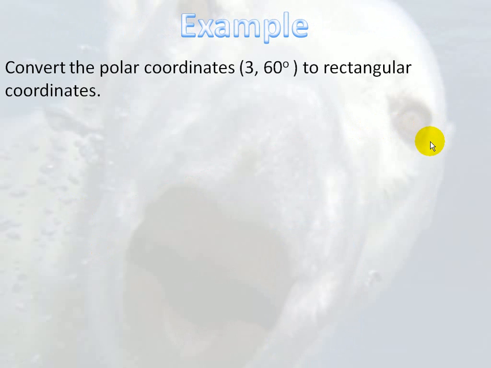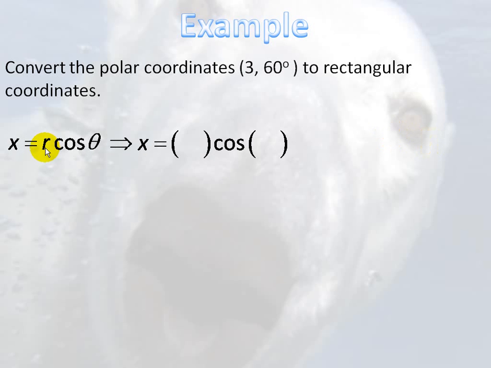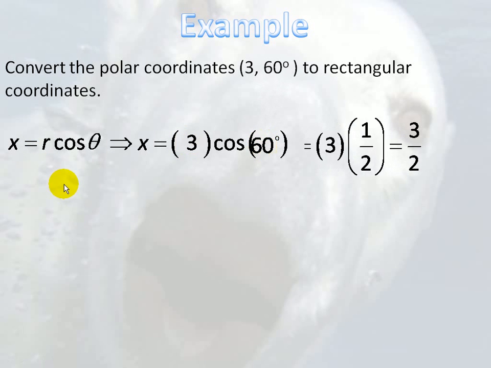Let's look at an example. Let's suppose we have (3, 60°). We have these polar coordinates and we want to convert to rectangular. Well, we remember that x equals r cosine theta. Now in place of r, I'm going to put the 3. In place of theta, I'll put the 60. And we remember that the cosine of 60 is 1/2. So here we have 3 times 1/2 equals 3/2.